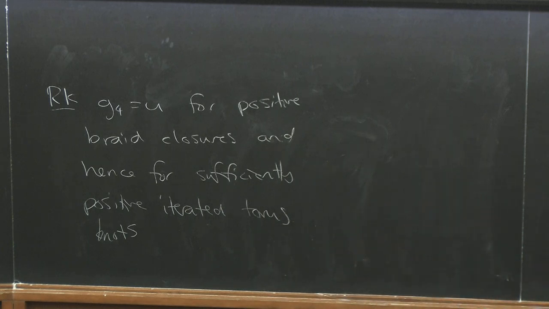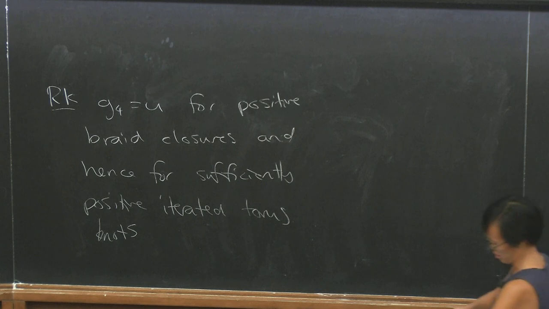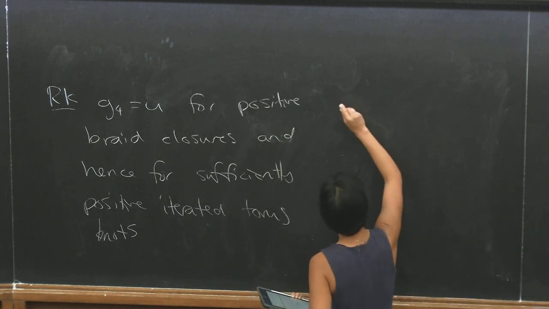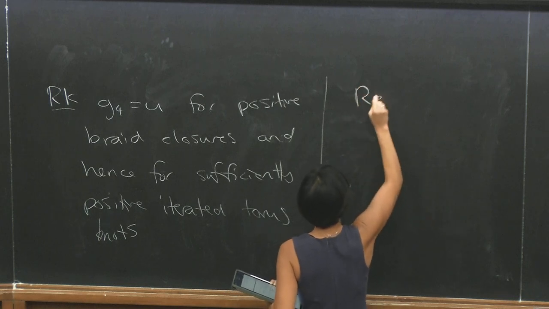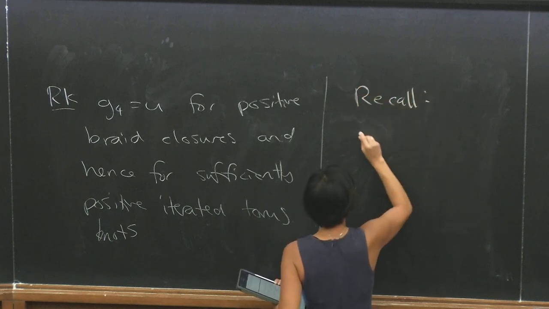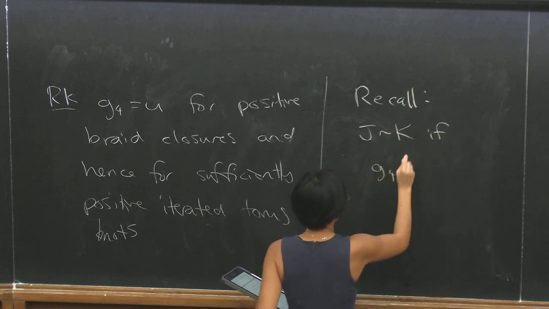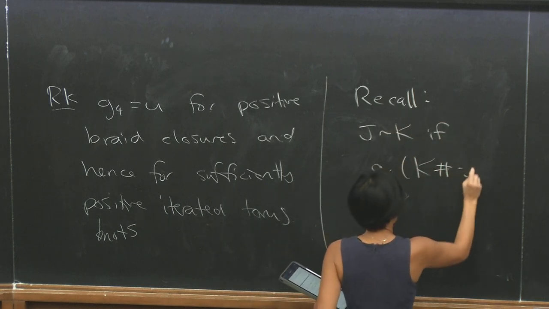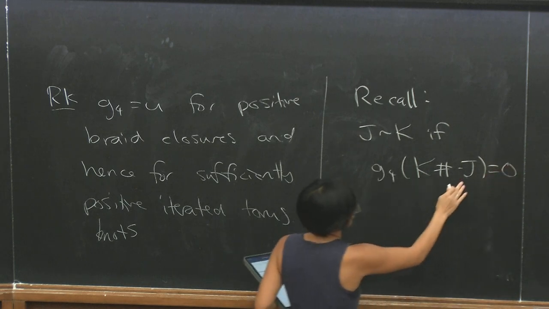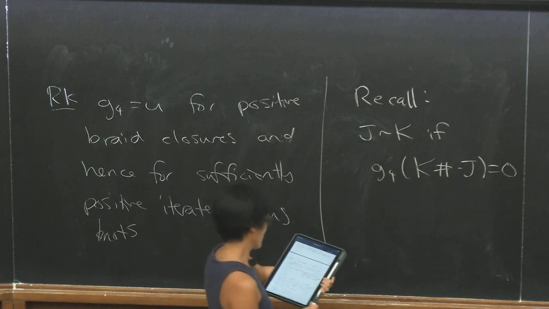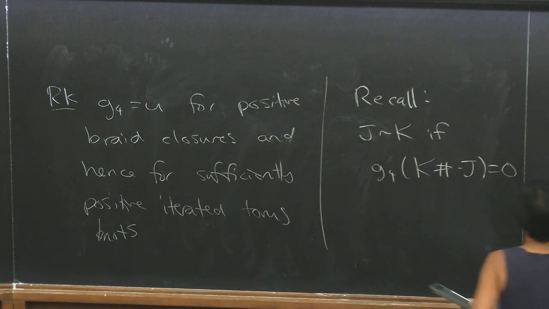Well, what's another corollary I want to tell you about? First, let me remind you of some things. Great, so recall that J is concordant to K if the four-ball genus of K connect sum minus J is 0. So here, minus J denotes the reverse of the mirror image of J.